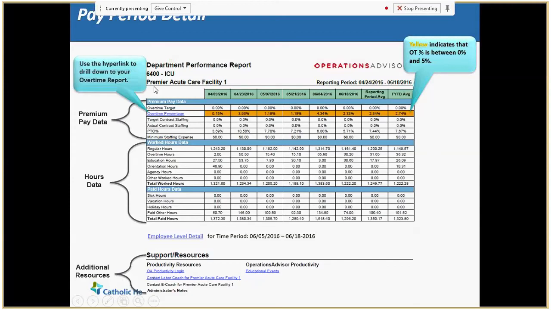Notice though, these blue font underlined items, these are hyperlinks. You'll be able to click on these to auto-generate those reports. So if you want to see the hours by employee, you can click on that link. Or the overtime report, you can click on that link.